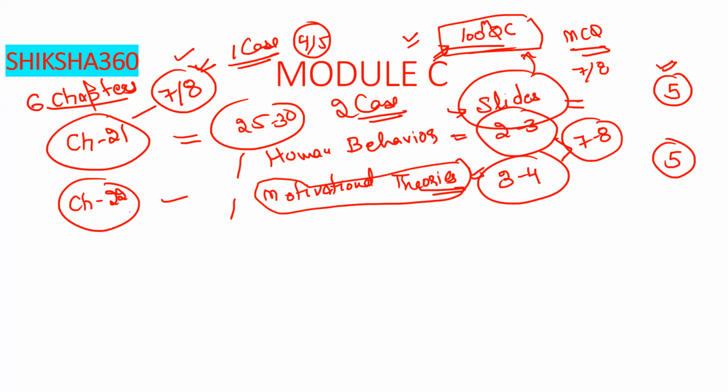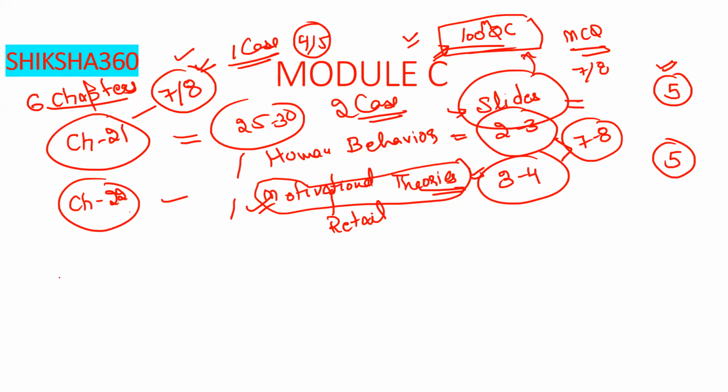Motivational theory is very important for your retail paper also, basically retail chapter number 4, the third or fourth chapter. They will ask questions related to that. For example, Maslow's hierarchy of needs has already been covered in retail also. We will provide you the video from the retail session also.